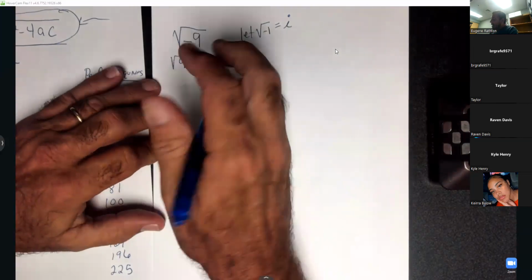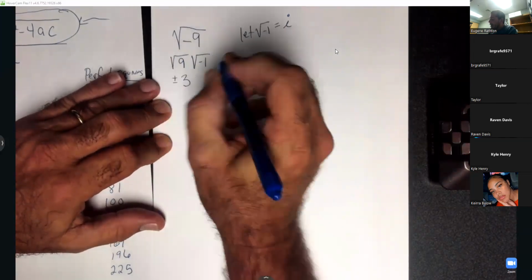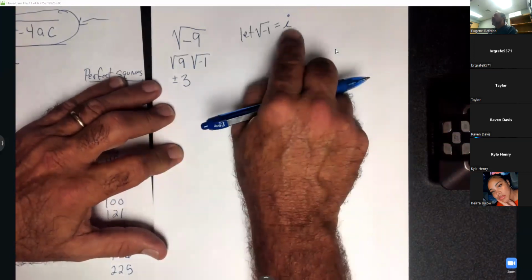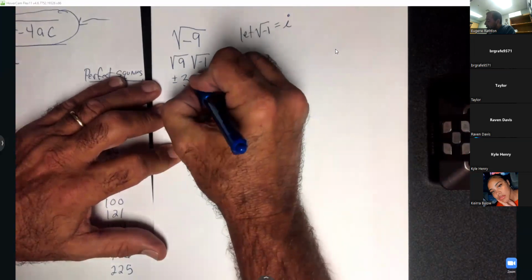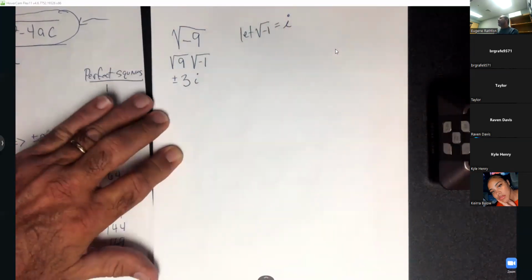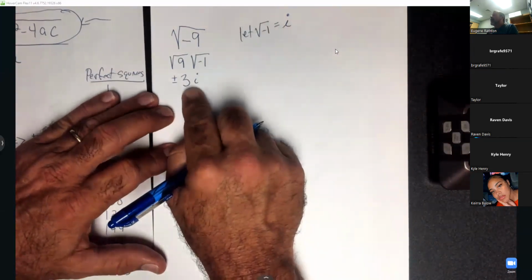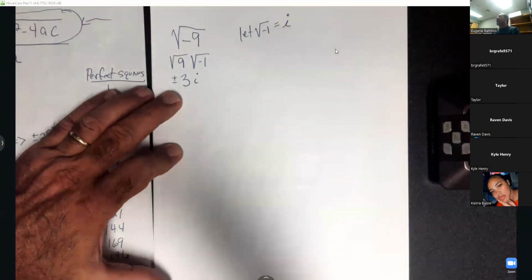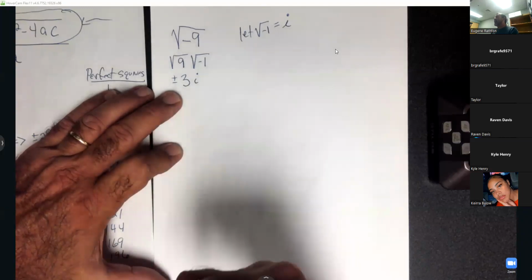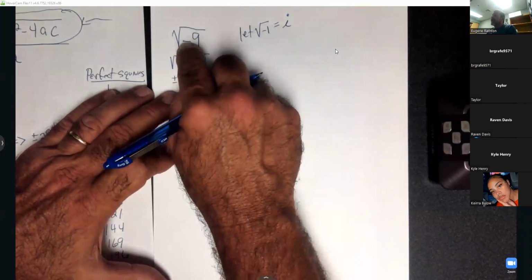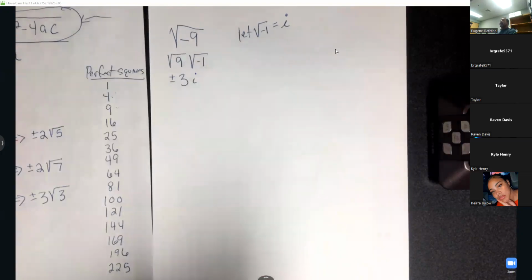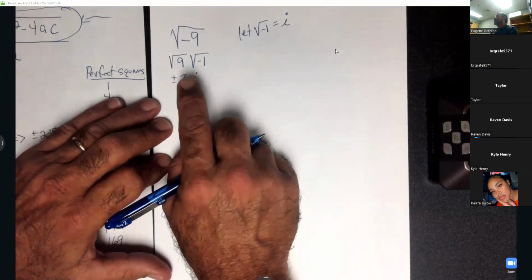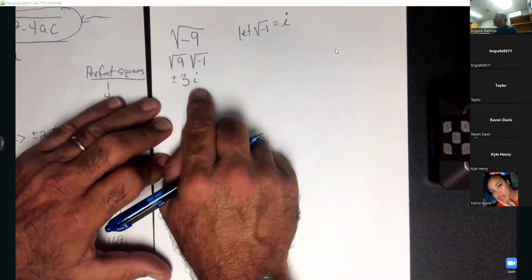All right, so the square root of 9 comes out as plus or minus 3. We cannot take the square root of negative 1, so we're going to replace it with the i. That just means this is now an imaginary number, because in the real world, we cannot take the same sign and get a negative 9 out of it, okay? So in the imaginary world, I get plus or minus 3i.